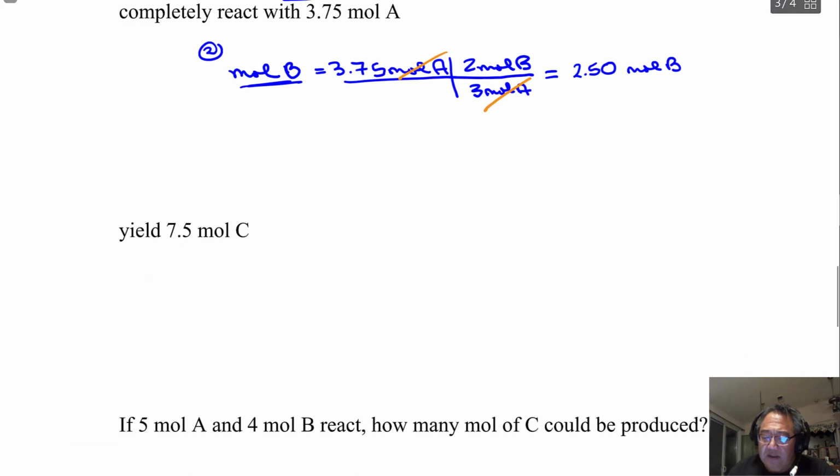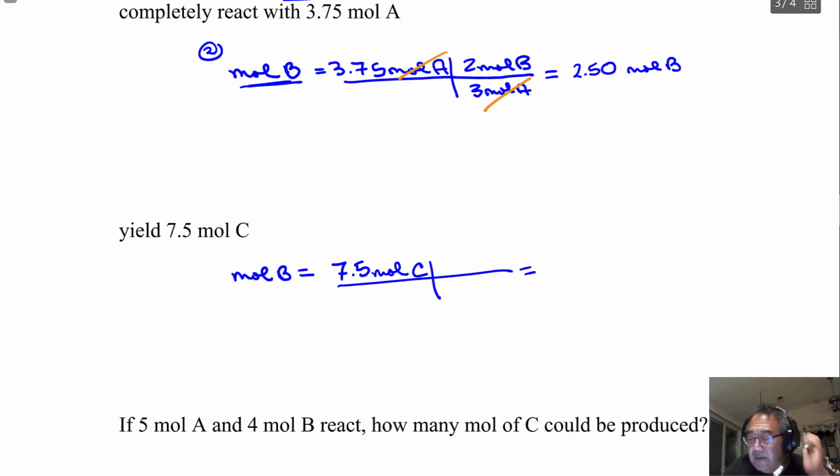So this is what I want you to do. I want you to start with moles of B, and you have 7.5 moles of C. Set up your reaction ratio and calculate the moles of B it takes to yield 7.5 moles of C.